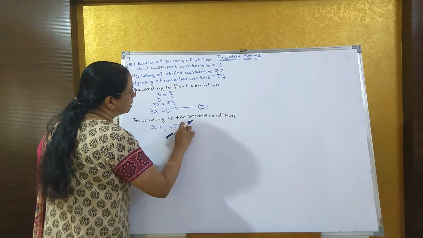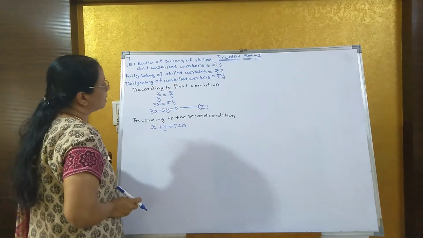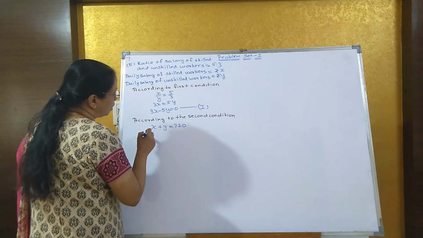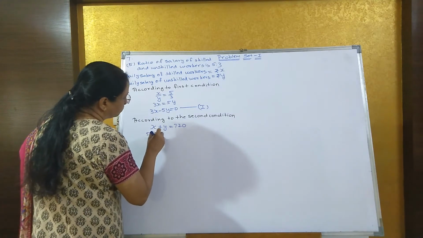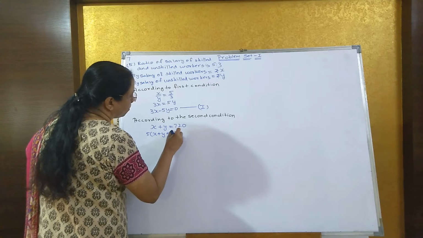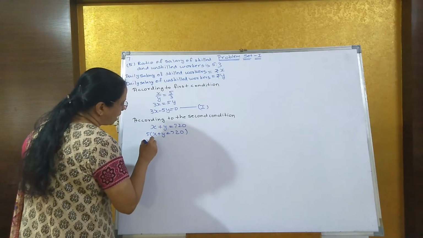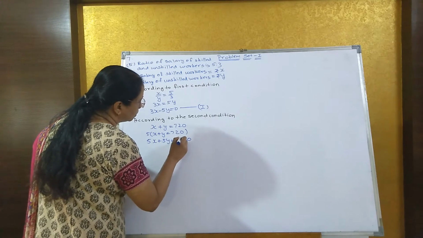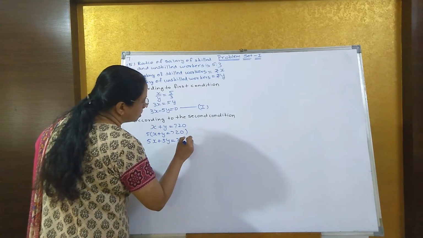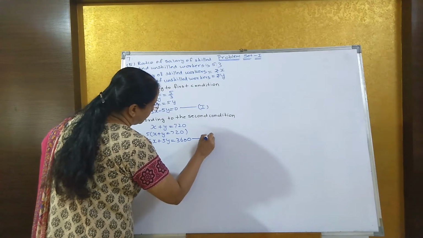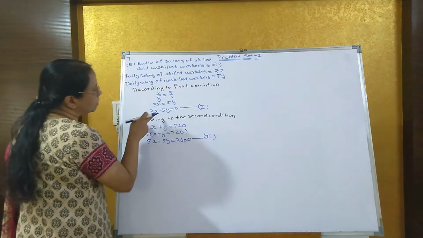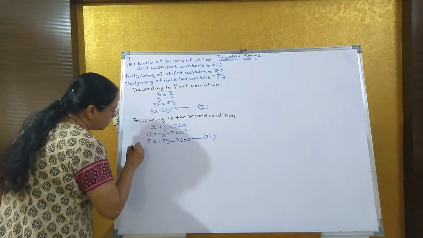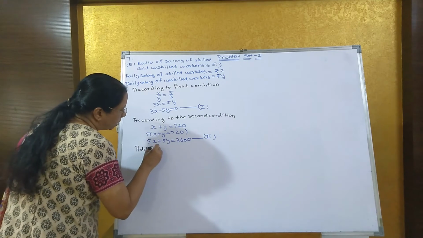Let us multiply this by 5 in order to make the coefficient of y same. So when you multiply by 5, you get 5x plus 5y is equal to 3600. This is your second equation. If you compare the first and the second equation, this is minus 5y, this is plus 5y. So add equation 1 and 2.